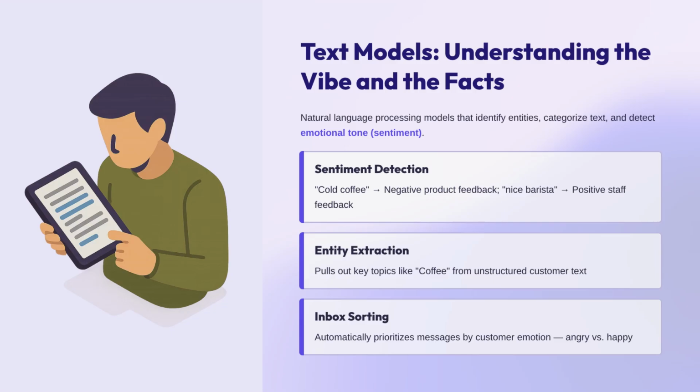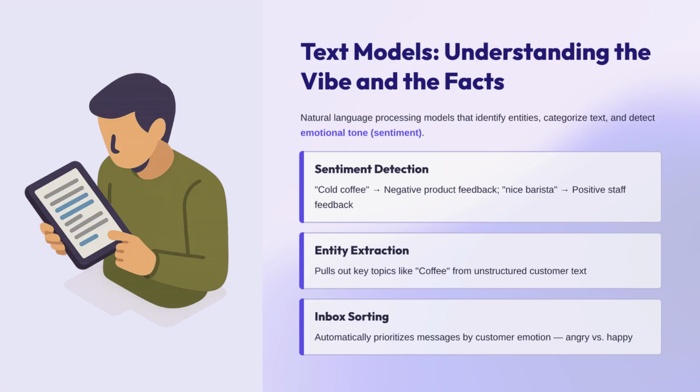You've probably noticed at the office how some emails feel urgent and others don't. AI Builder can actually sort your inbox by how angry or happy the customers are. Let's break this down together. We are teaching our app to read between the lines.